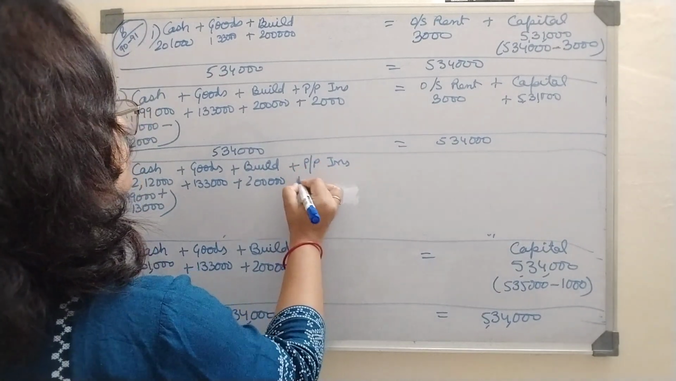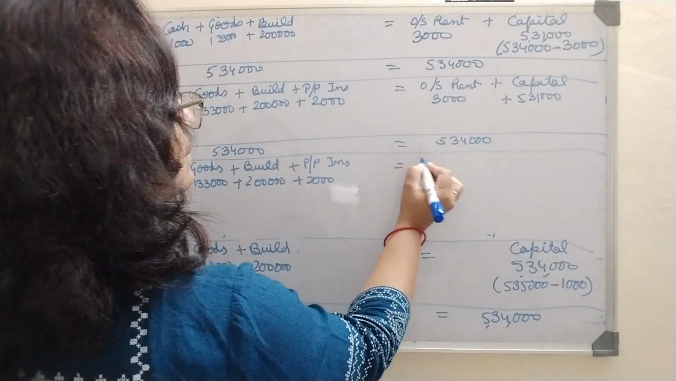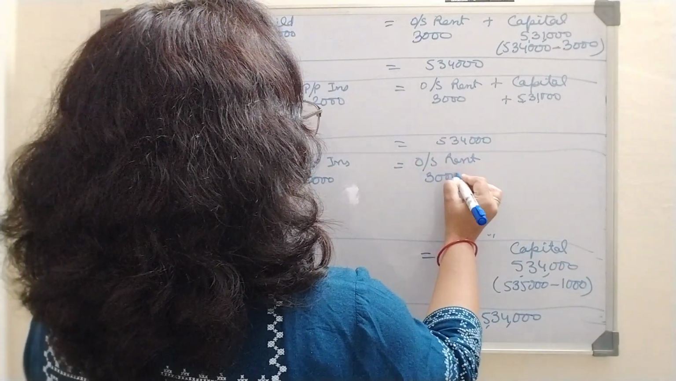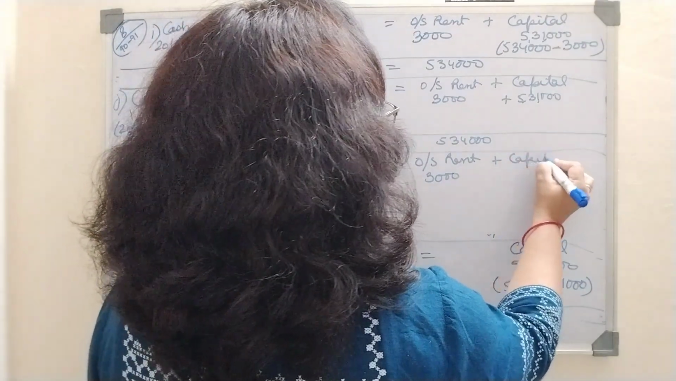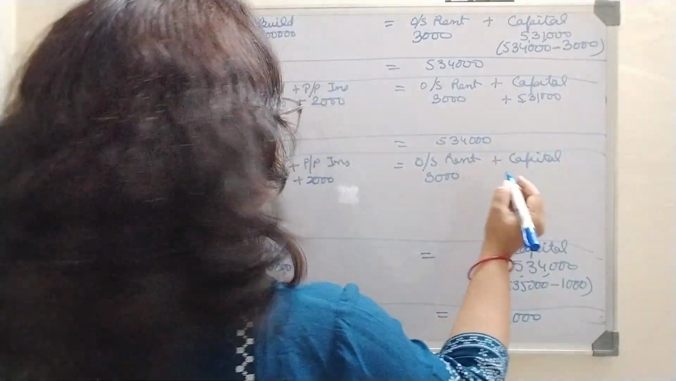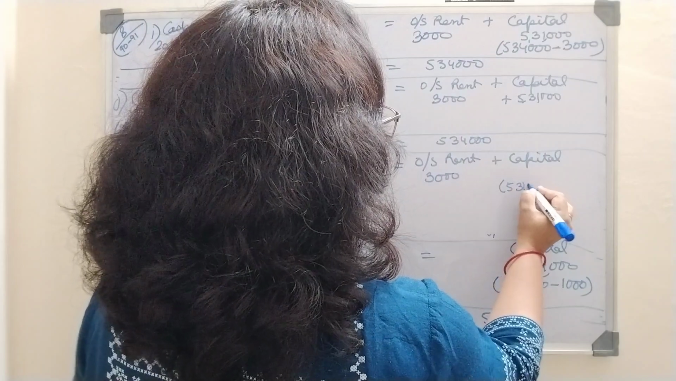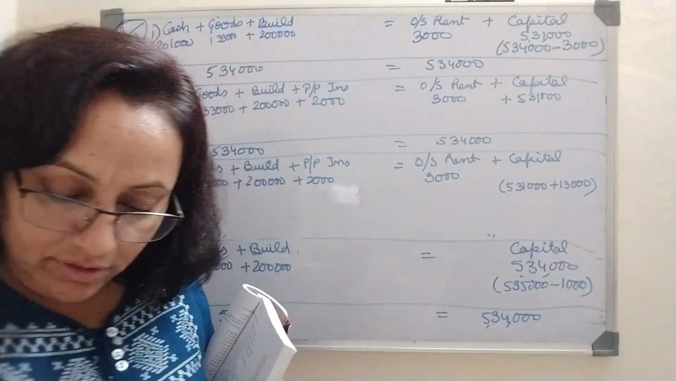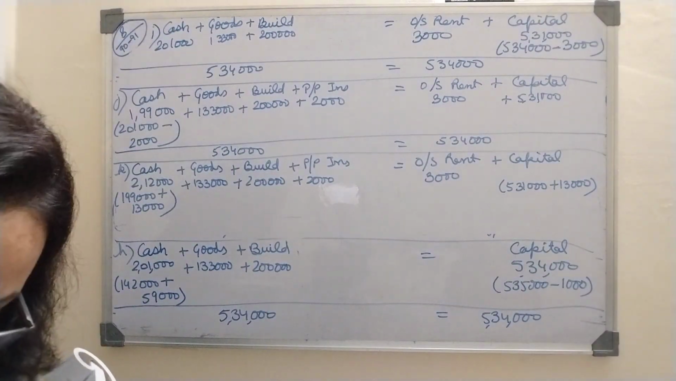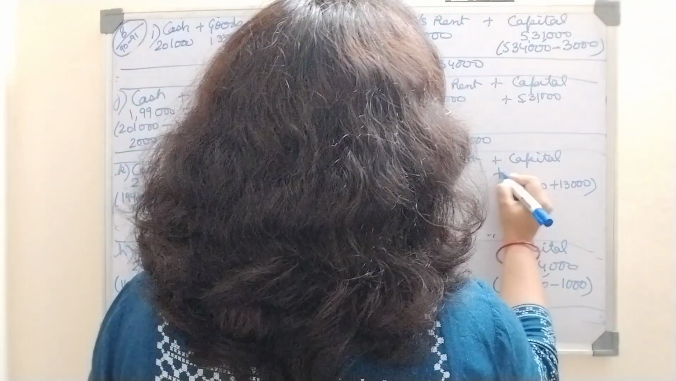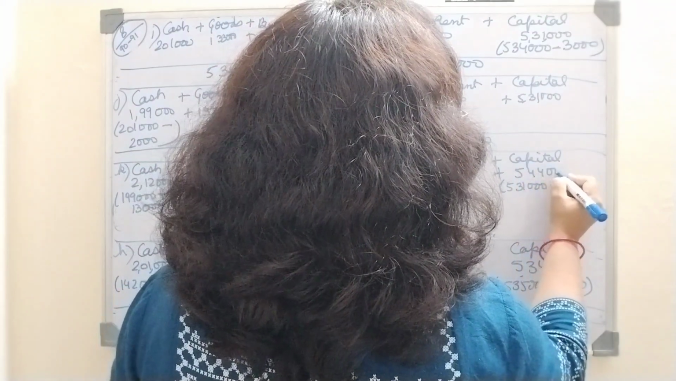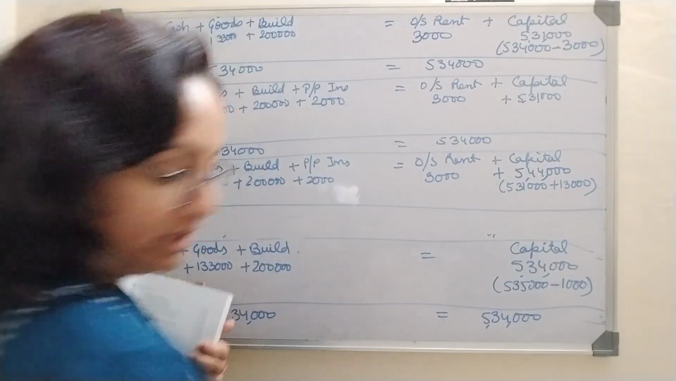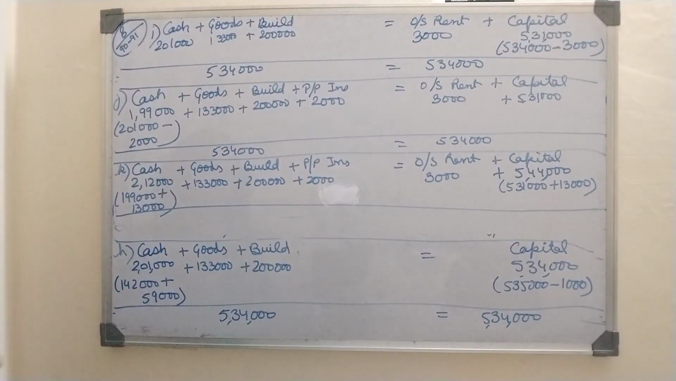Prepaid insurance. You can use the shortcuts, no problem in accounts. Outstanding rent 3,000. Capital will be added with 13,000. Five lakh 31,000 plus 13,000 gives us 5,44,000. Right? So this total will come to now 5,47,000.